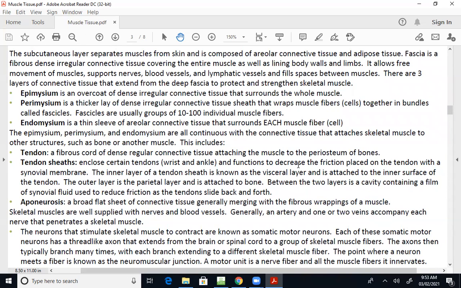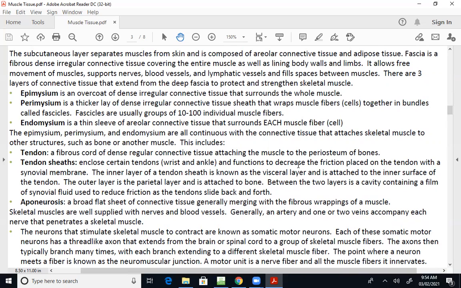Very closely associated with our subcutaneous layer is what we call fascia, a fibrous, dense, irregular connective tissue that covers our entire muscles, as well as lining our body walls and limbs. There's superficial fascia, and then there's deep fascia. Here we're going to talk more about the superficial. The function of this fascia is to allow free movement of muscles and support nerves, blood vessels, and lymphatic vessels, and it helps fill the spaces between our muscles.